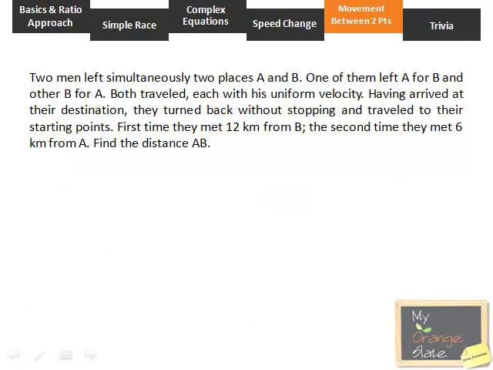We'll see another question. Two men left simultaneously two places A and B. One of them left A for B and the other B for A. Both traveled, each with his uniform velocity. Having arrived at the destination, they turned back without stopping and traveled to their starting points.